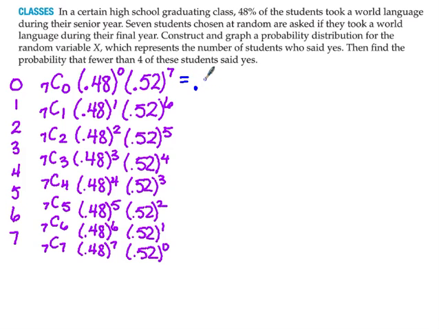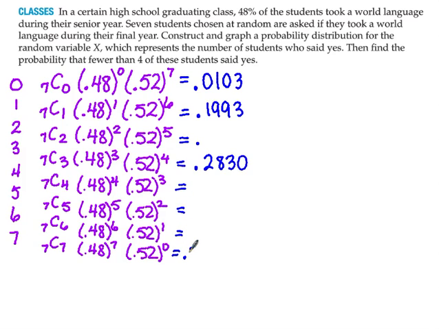Alright, so 0.0103. Okay, what's the next one? 1993. Next one. Do you got 3 yet? 0.28 what? 7 is 0.0059. 4 is 2612. Okay. 6 is 0.04.